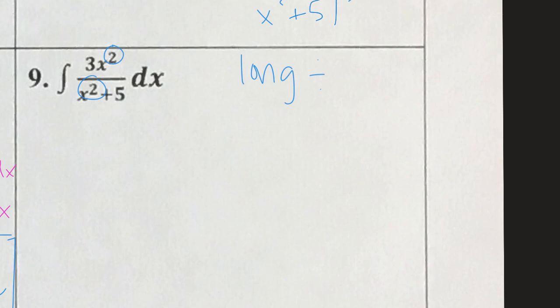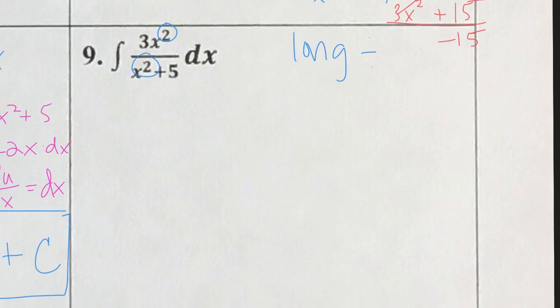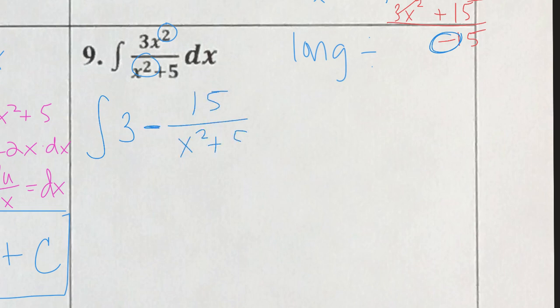How many times does that go into 3x squared? Well, the answer is 3 times. So we have 3x squared plus 15. All right, when we subtract, we get a minus 15. So we're going to rewrite this as the integral of 3, minus, since this is negative, 15 over x squared plus 5.